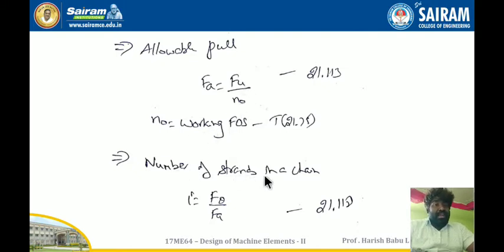So number of strands in a chain. What will be the number of strands in a chain? That I can identify by I is equal to F theta by FA. So the equation number will be 21.118.